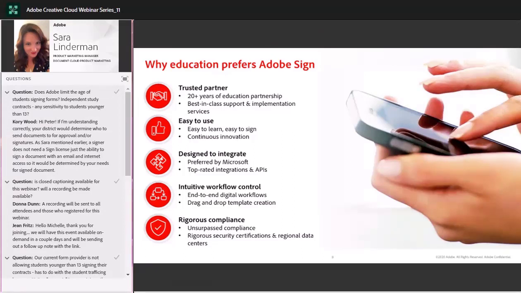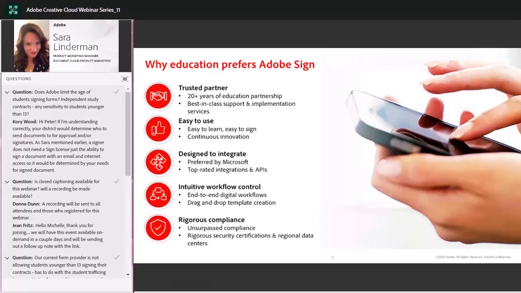We've been working in education for over 20 years with products like Adobe Sign and also through a lot of our Creative Cloud products. So we know this space really well. We know what it takes to work with and serve education customers. And we are really invested in and dedicated to making sure that you have the support and the implementation services you need so that you feel you have a really trusted partner when it comes to putting Adobe Sign in place. The second point is ease of use.